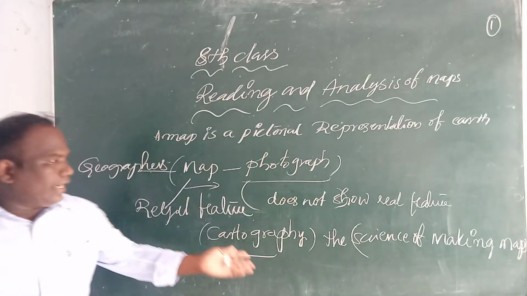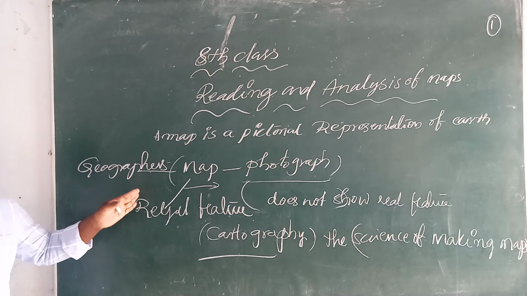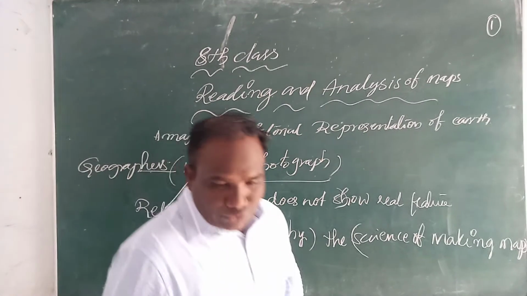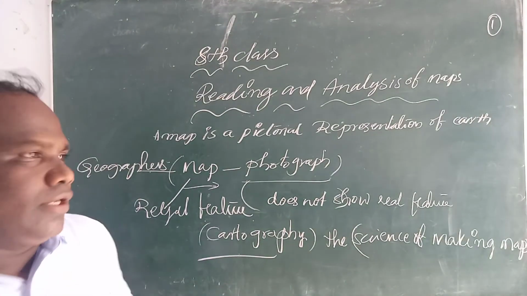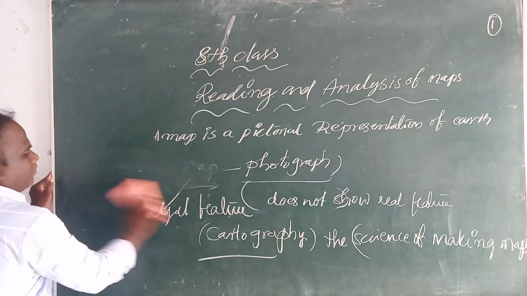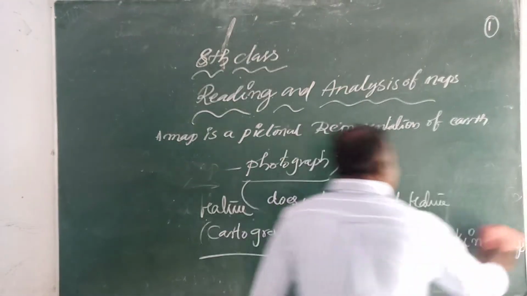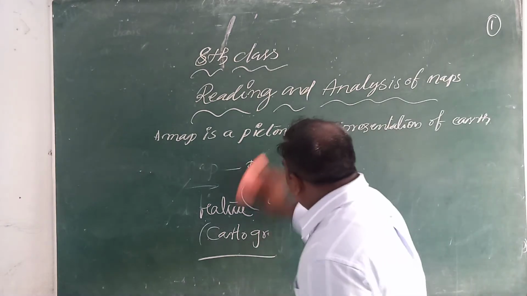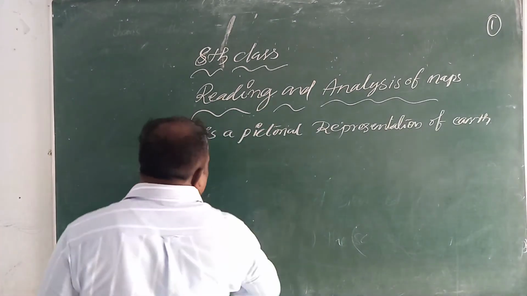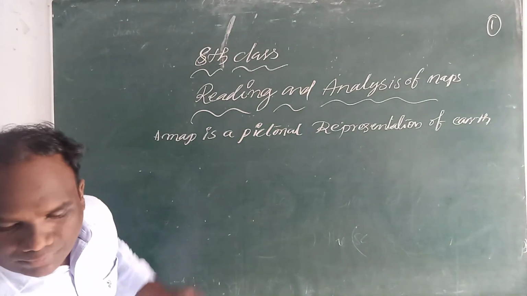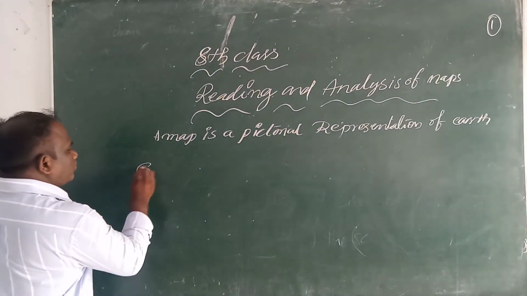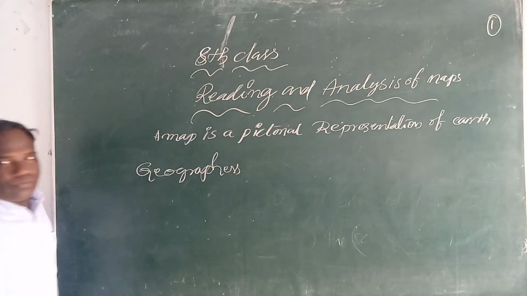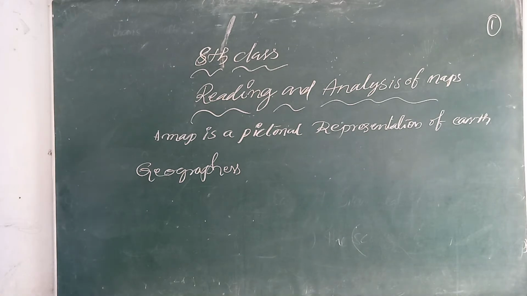I will give one example now. Geographers and explorers. Geographers: a person who studies the physical features of the earth, they are called geographers. And the explorers also.